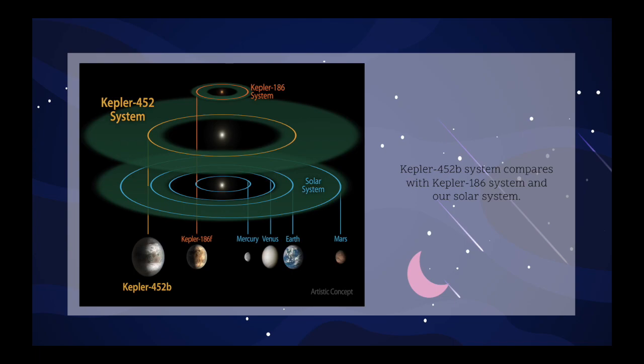The size of the orbit of Kepler 452b is nearly the same as that of the Earth, at 1.5 AU. Kepler 452b orbits its star once every 385 days.